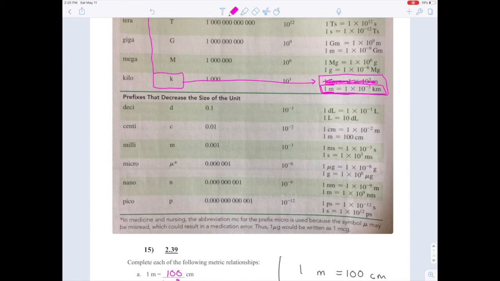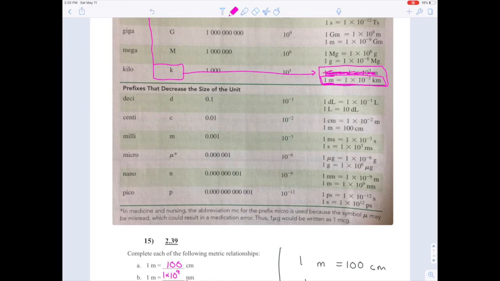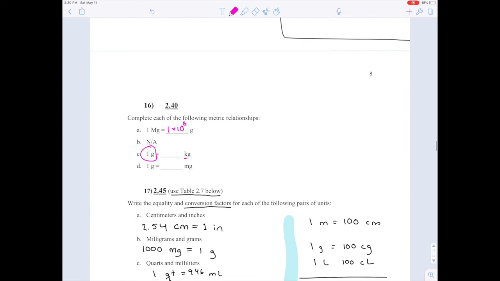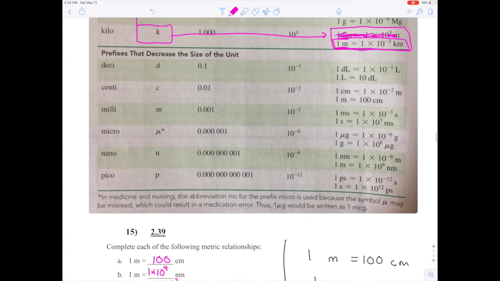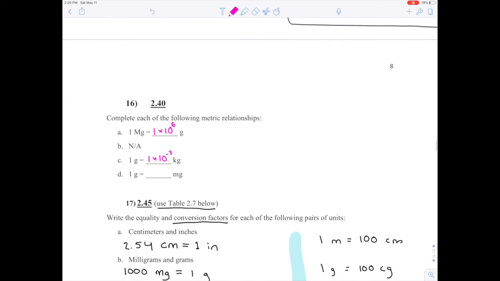1 base unit equals 1 times 10 to the negative third kilo of that base unit. So 1 gram equals 1 times 10 to the negative third kilograms. Right? 1 meter equals 10 to the negative third kilometers. 1 gram equals 1 times 10 to the negative third kilograms.